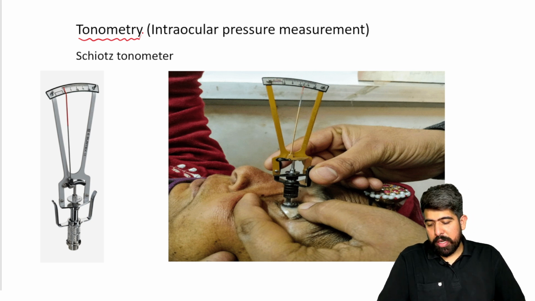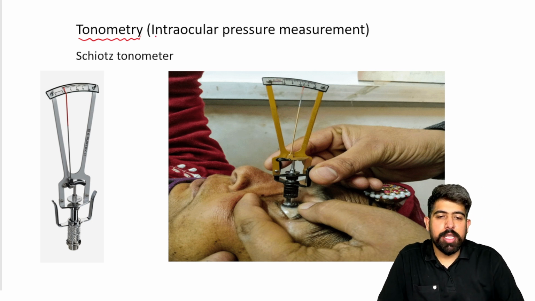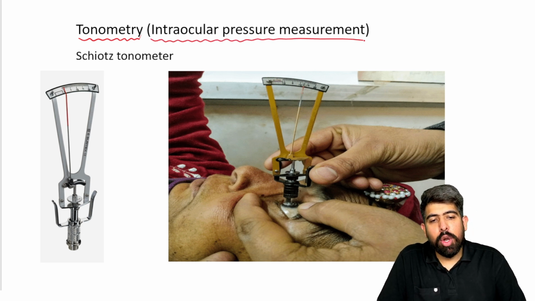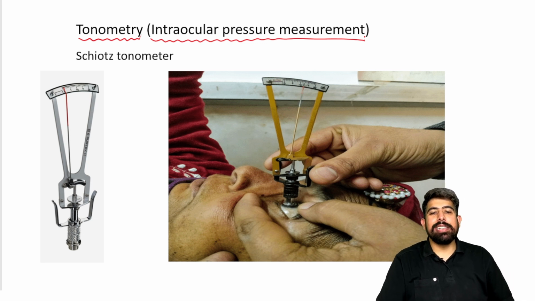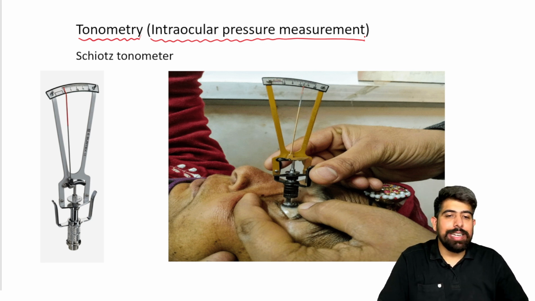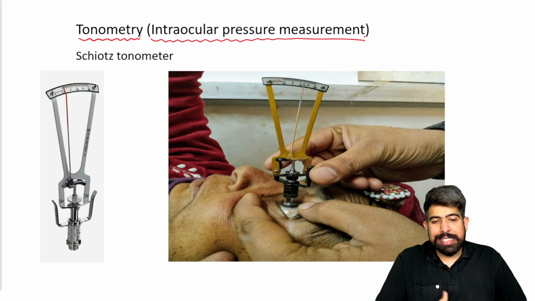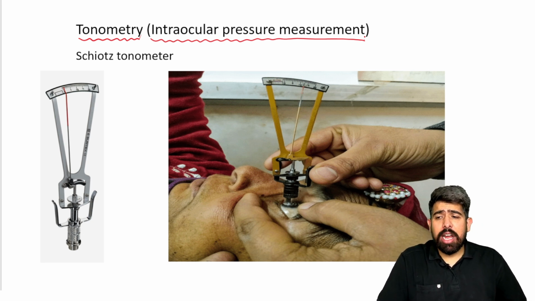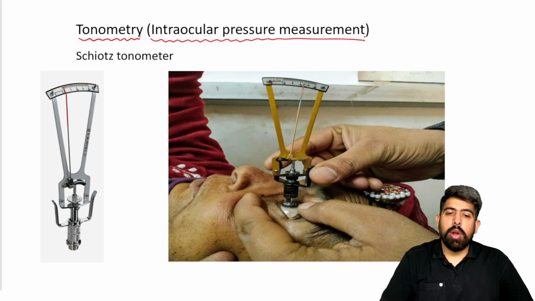And the use of the tonometer? The tonometer is for the evaluation or measurement of your intraocular pressure. Now understand, what do you mean by intraocular pressure? As the word says, intra means inside, ocular means the eyeball. So inside the eyeball we have a pressure, which is known as your intraocular pressure.